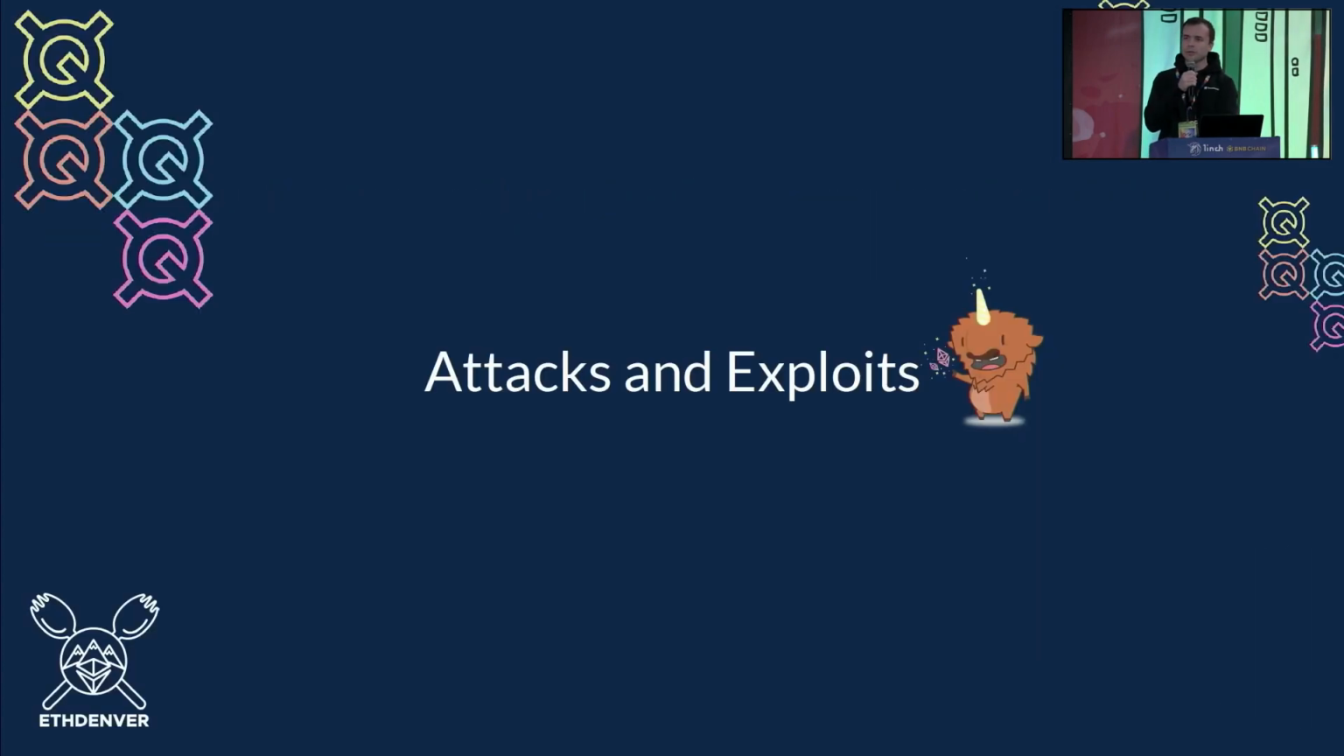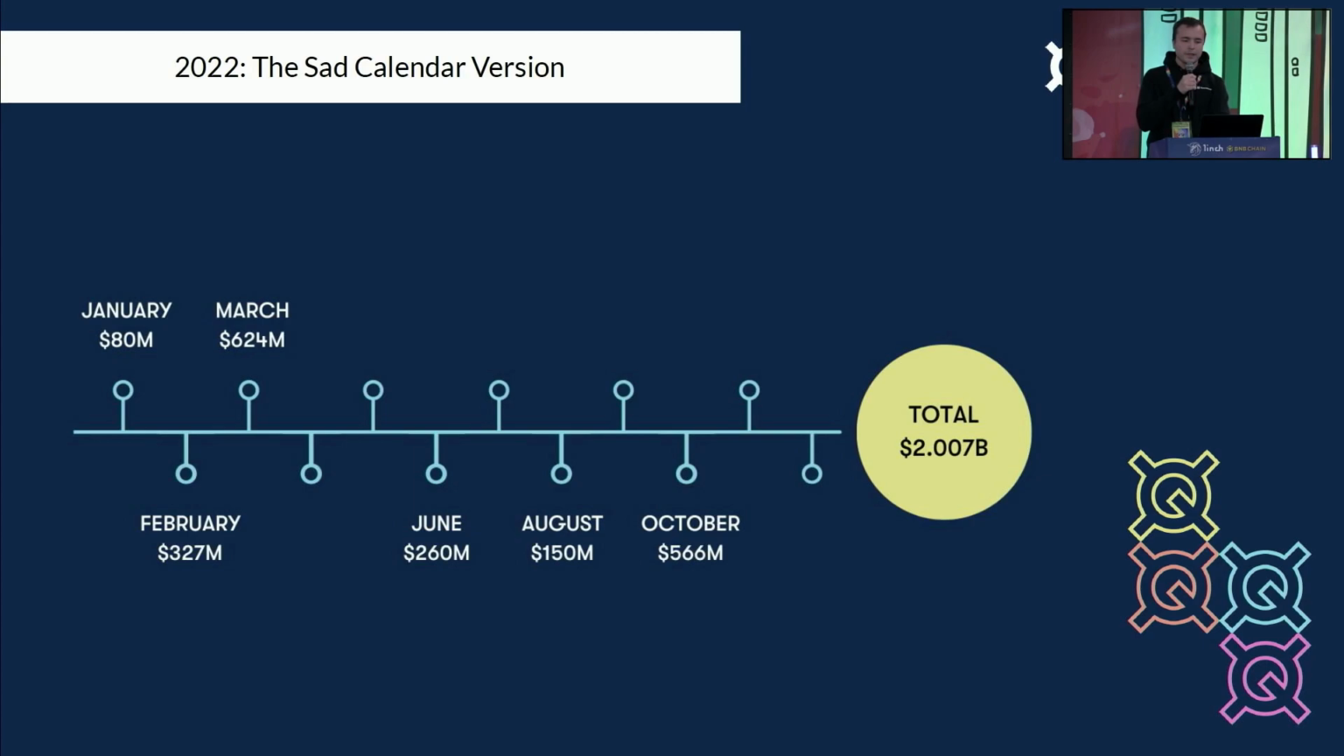Now let's move on to exploits and attacks. In 2022, there were plenty of attacks on bridges. Most of them were successful from the perspective of the attacker. Here you can see that the attacks are widespread throughout the year, and the total loss here is more than 2 billion. What we are going to do now is go over each attack one by one so that we can understand exactly what happened and how we can learn from that.